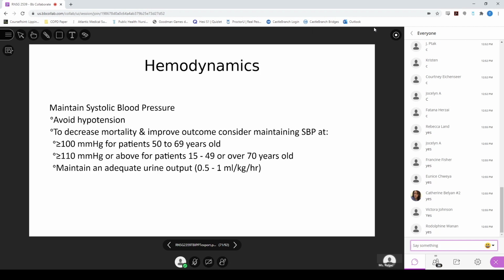And with the systolic pressure being about perfusion, you want to maintain adequate urine output, and that's part of your perfusion. Your systolic pressure being up helps avoid hypotension and allows you to be properly perfused.